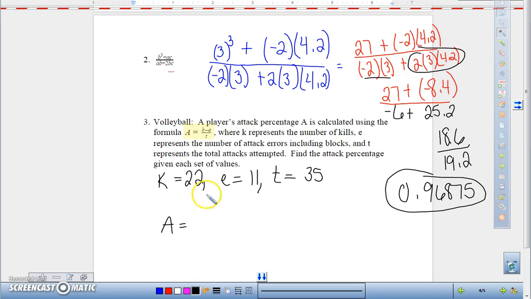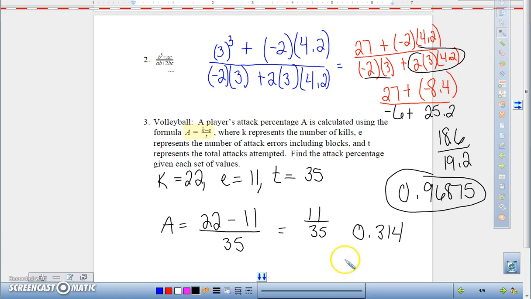So then plug all this in. A equals, what is our K? 22, minus our E, which is 11, over our T, which is 35. A very simple order of operations problem. There's no parentheses, there's no exponents. The division's the fraction bar, but you got to have the top to be one number, the bottom to be one number before you can solve. So you're just subtracting 22 minus 11 and getting 11 over 35. You can divide that out and you get 0.314, or if you want to put that in percentage, that's a 31.4% for the player's attack average.